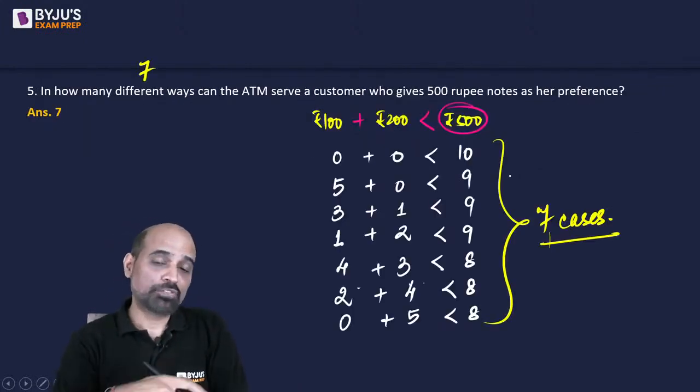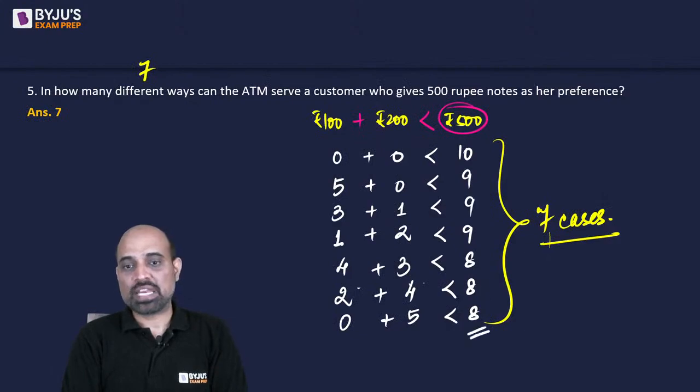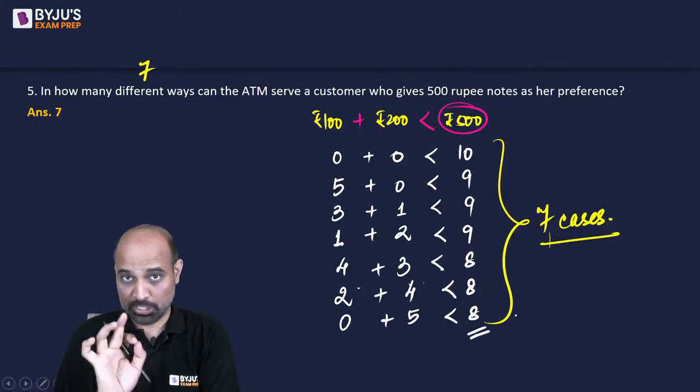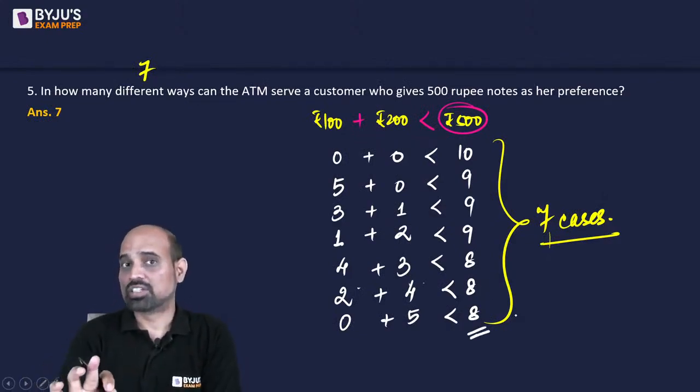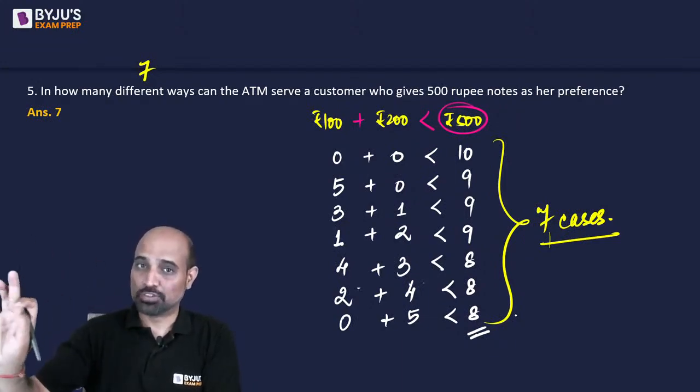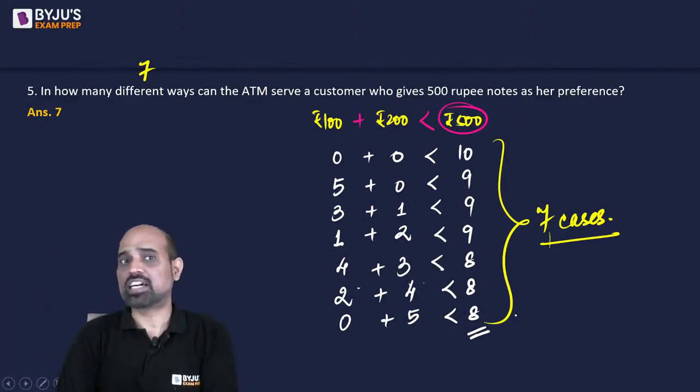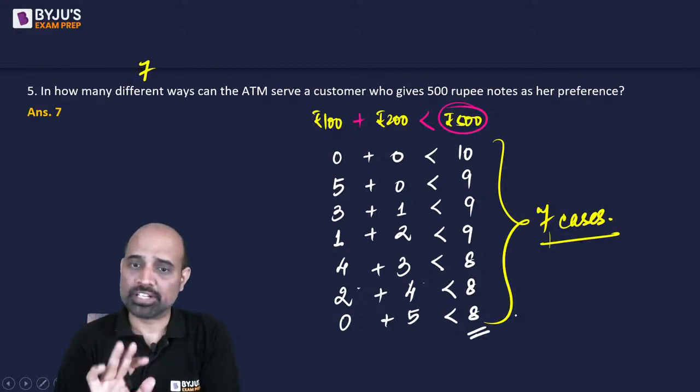So if we go to the previous question, can we say the minimum number of 500 rupee notes that is required to dispense such that 500 rupee notes preference is fulfilled is 8. 8 से कम में 500 rupee notes का preference complete ही नहीं होगा.